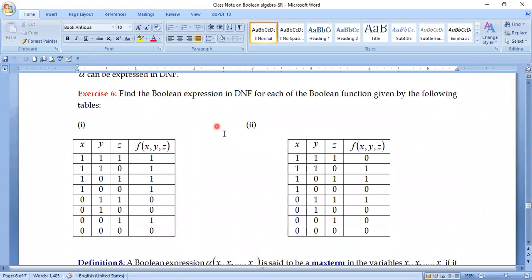Here in the exercise, you are going to find the Boolean expressions for each of these tables, Boolean expression in terms of DNF. So let me do one problem for you, and you will try the rest. So we have this chart. What is the question? The question is: find the Boolean expression in DNF for each of the Boolean functions given by the following. And in problem number 1, we have the chart as it is given.